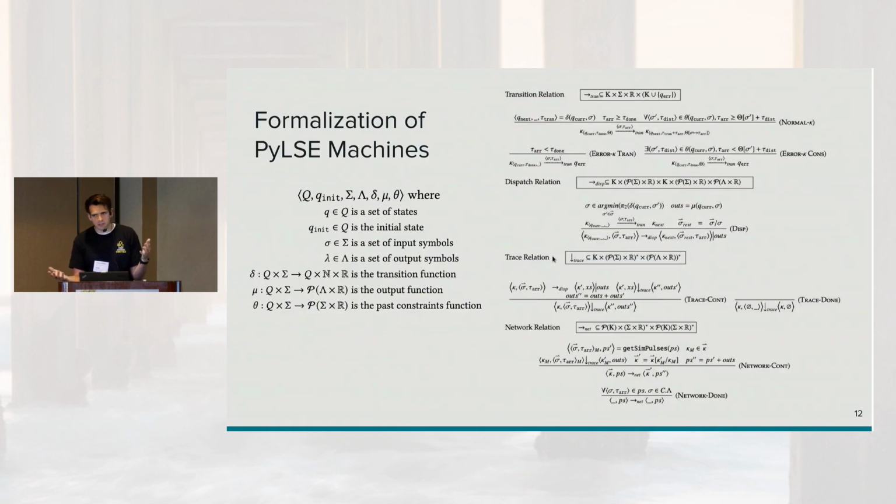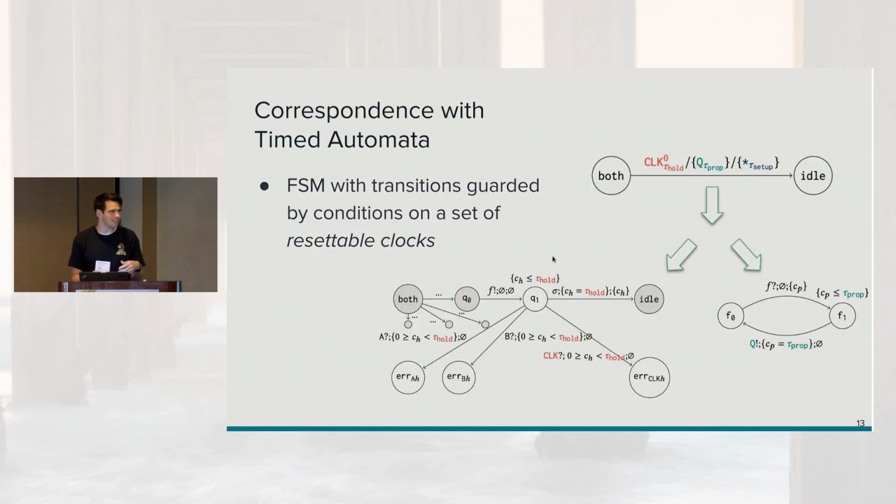You can check the paper for this, but our pulse machines are formalized according to an operational semantics that keeps track of all this extra timing information, and we very precisely specify how pulses are propagated. It was really fun to do, but when we were doing it, we realized that we had ended up in this sort of thing called timed automata.